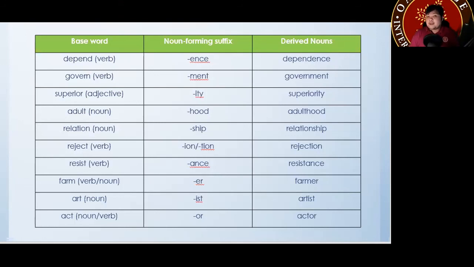Now, these are all ways to make a derived noun. Again, a derived noun, class, is a noun that is formed by adding a noun forming suffix. All right.